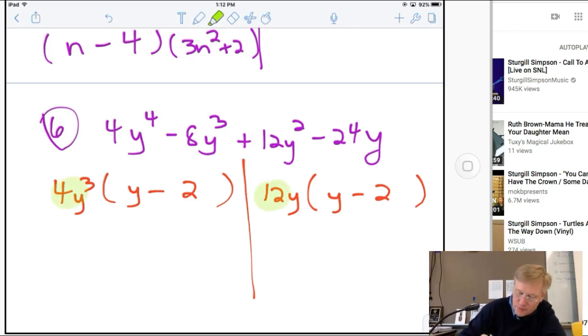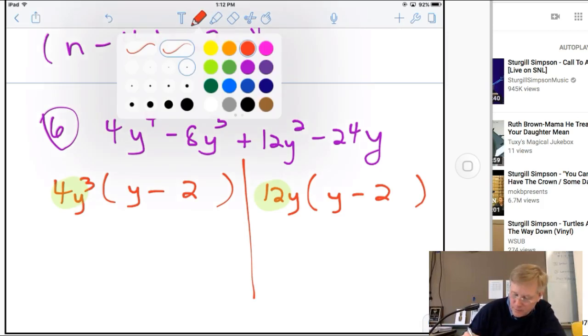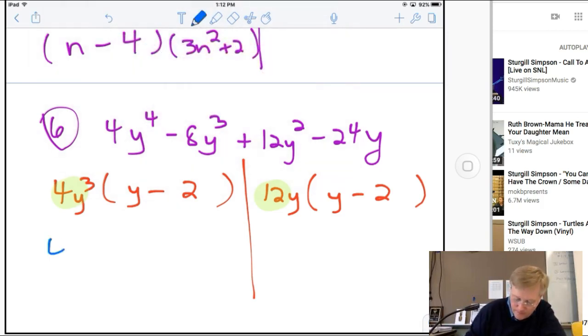This one's actually got a little bit more to it. So one set of parentheses is what's outside the parentheses, the 4y to the 3rd plus 12y, times y minus 2.